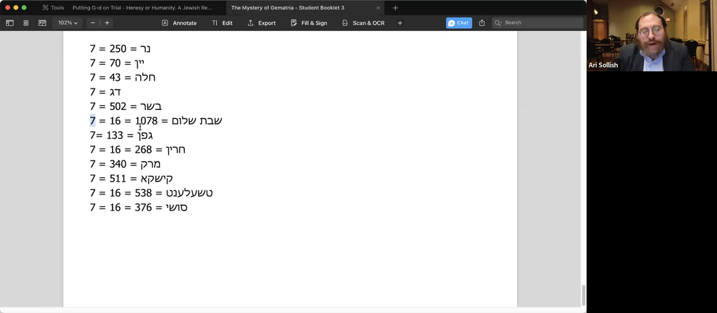This is Mispar Katan, Mispari. Right, you reduce it all the way down to one digit. Again, you equal 7, Shabbat.